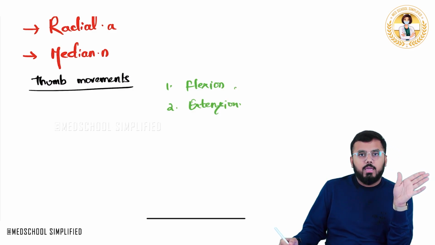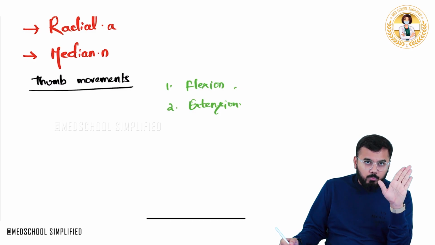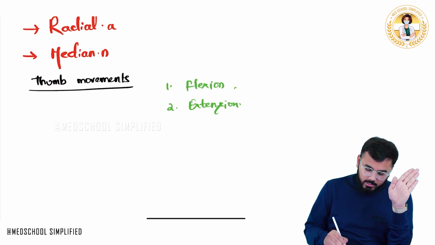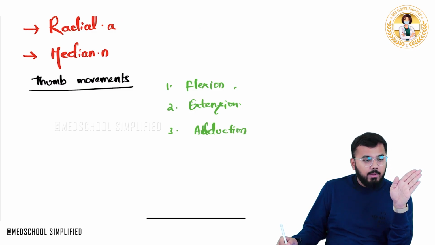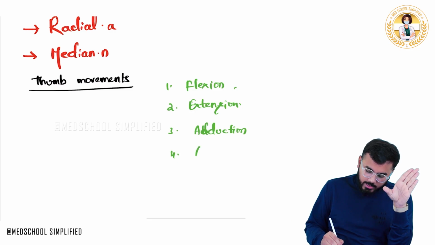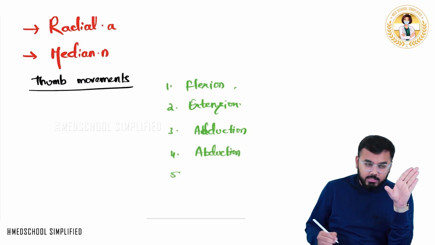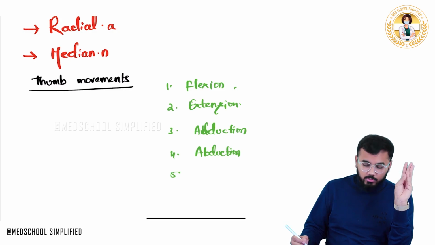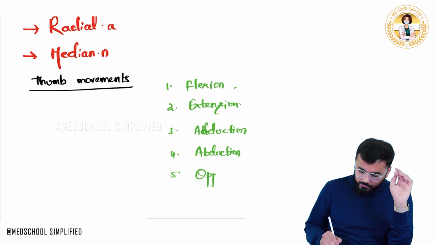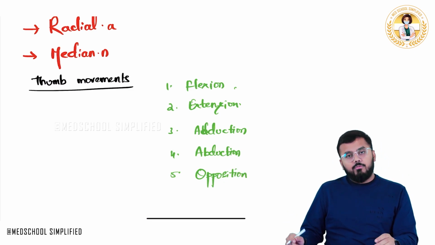Okay. Next, I am able to push the thumb towards my body. This is called as adduction. I am able to move my thumb away from my body. So this is called as abduction. And the fifth function is I am able to count my fingers. I am going in the opposite direction of each finger against each finger like this, right? So this is called as opposition. So these are the functions of your thumb. Okay.